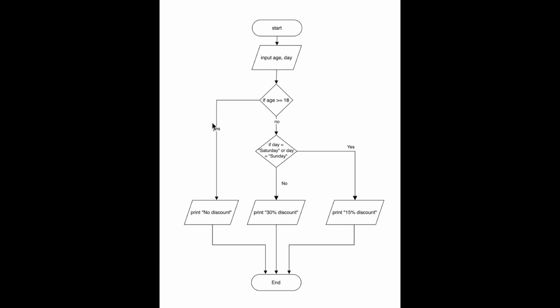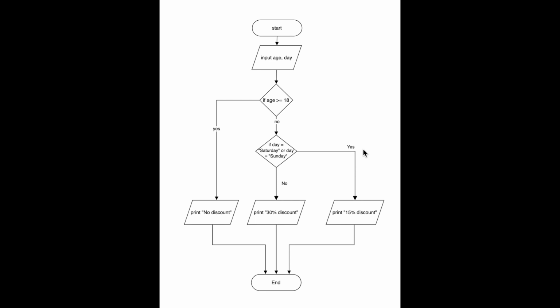Now it's very important that your routes are labeled accordingly. So if this is a true statement, we follow this route down here, and then we have the output symbol used for printing, and we're going to print the message no discount. If this is false, if the age is less than 18, it will ask a further question. So we've got another decision symbol. If the day is equal to a Saturday, or if the day is equal to a Sunday, so we're determining if it's a weekend. If that is true, we follow this labeled branch again.